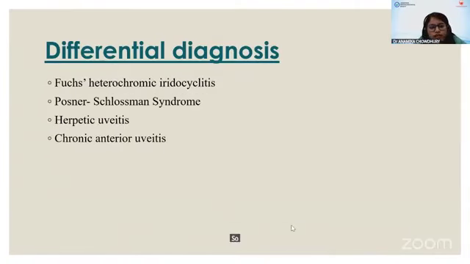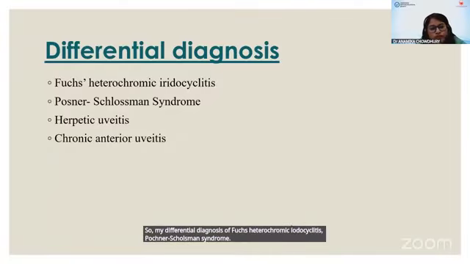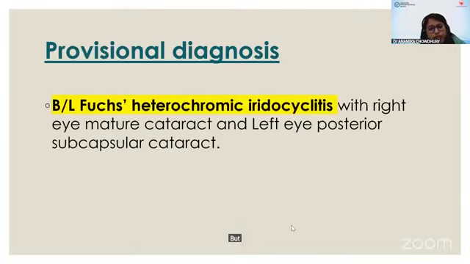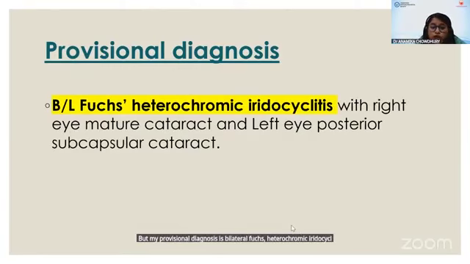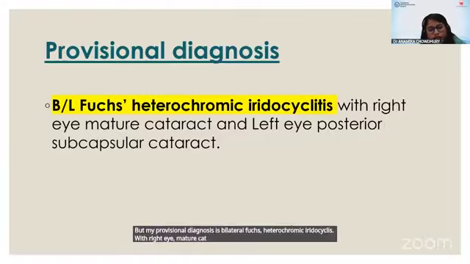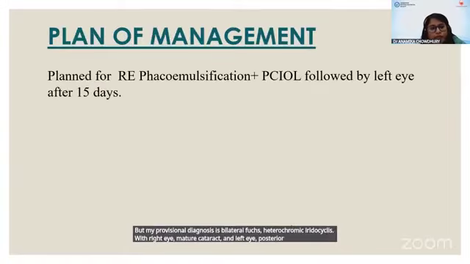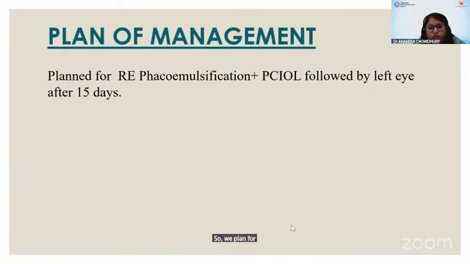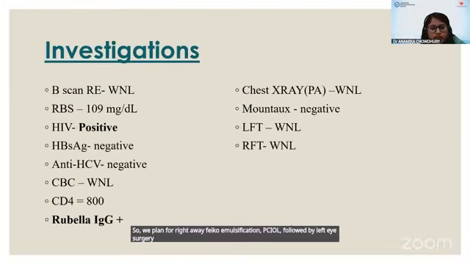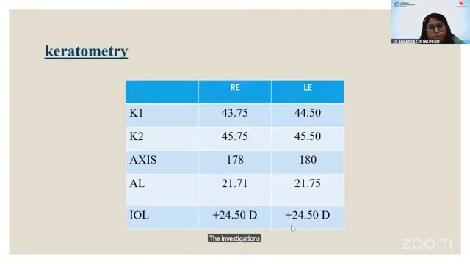So my differential diagnoses are Fuchs heterochromic iridocyclitis, Posner-Schlossman syndrome, herpetic uveitis, and chronic anterior uveitis. But my provisional diagnosis is bilateral Fuchs heterochromic iridocyclitis with right eye mature cataract and left eye posterior subcapsular cataract. So we planned for right eye phacoemulsification PCIOL followed by left eye surgery after 15 days. The investigations were done. Keratometry was done, and IOL power was calculated using A-scan.